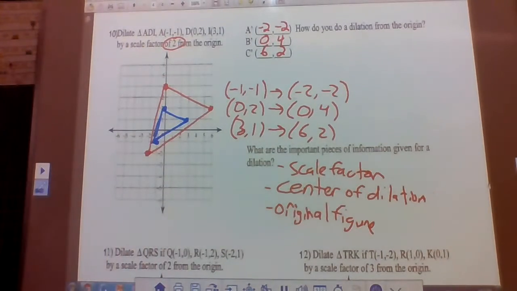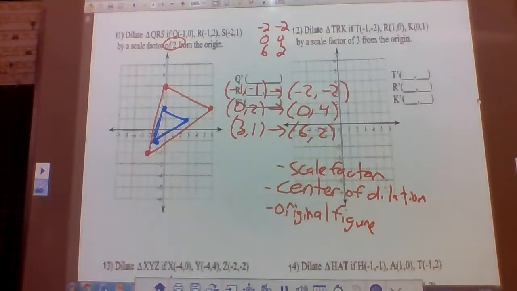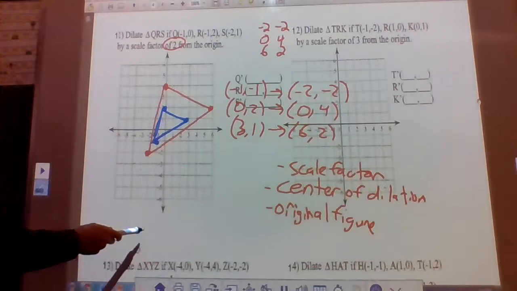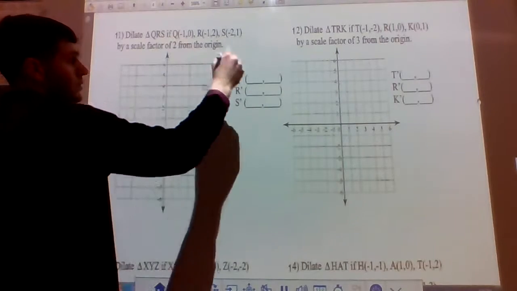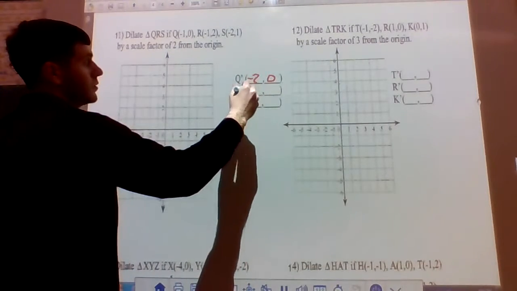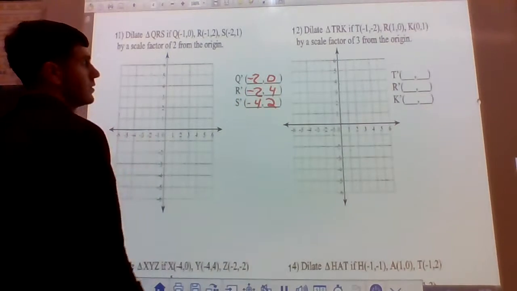Original coordinates. 11 and 12. So we're going to dilate by a scale factor of 2 from the origin. So again, multiply by 2, that becomes negative 2, 0. Negative 2, 4, negative 4, 2.